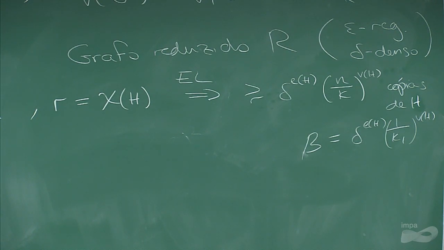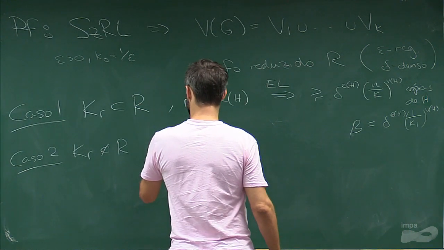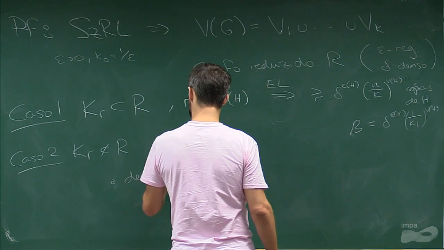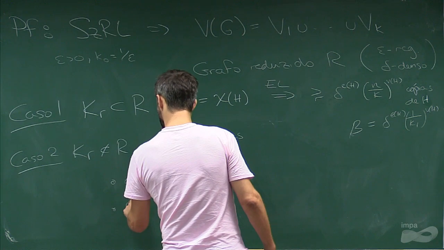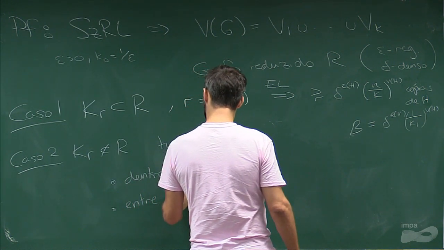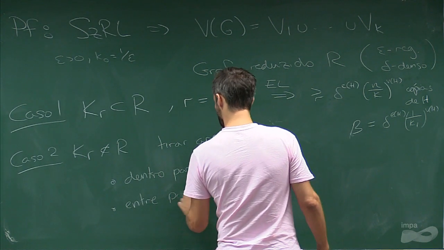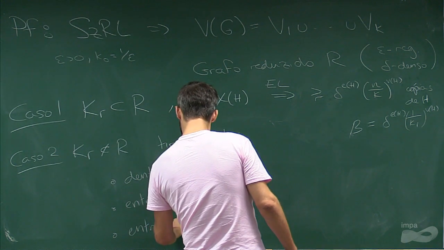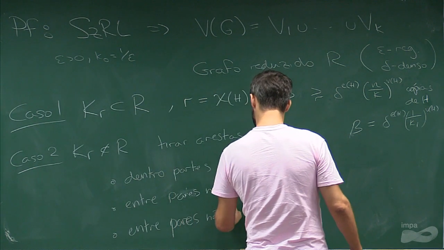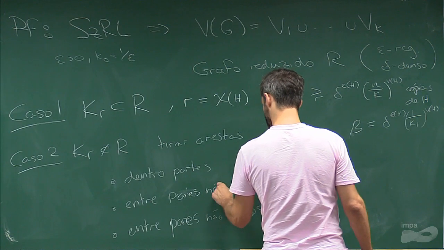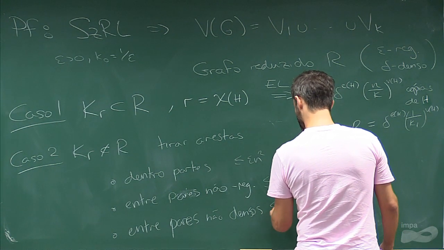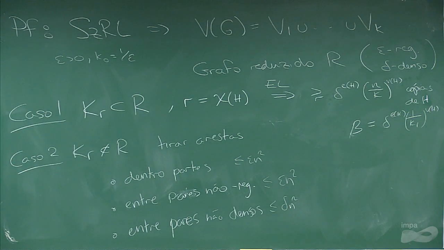So what did we delete here? We should remove the edges inside the parts, between non-regular pairs, and between non-dense pairs. Right. So there's at most epsilon n squared here, at most epsilon n squared here, and at most delta n squared here. So we've removed fewer than alpha n squared. But have we destroyed all the copies of H?